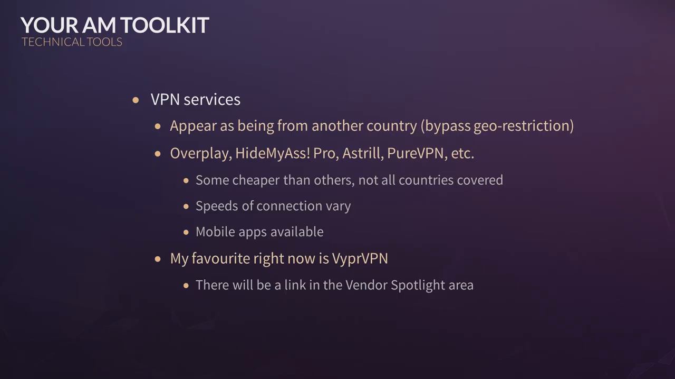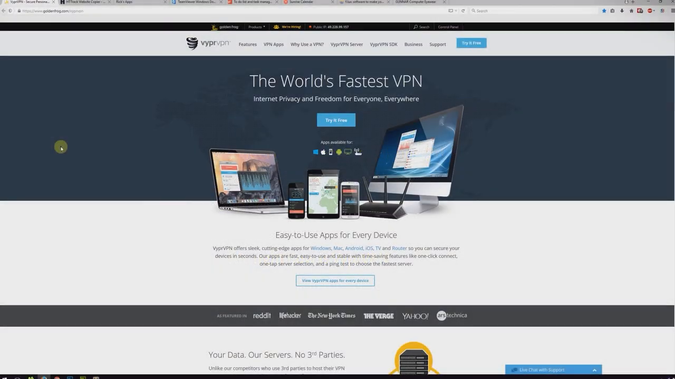There's Overplay, Hidemask, Pro, Astral, Pure VPN, and so on. In my experience, I like Viper VPN, and we actually have some discounts available for you on that. And Overplay is probably the only other one I've used where I kind of found the connection to be very, very fast. I like to connect and disconnect very quickly.